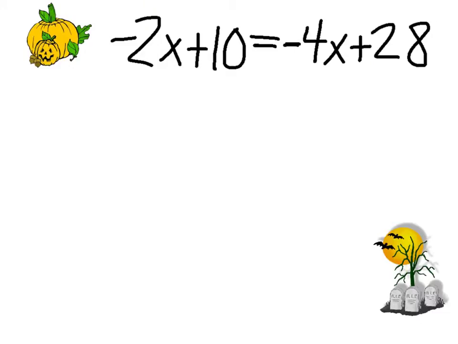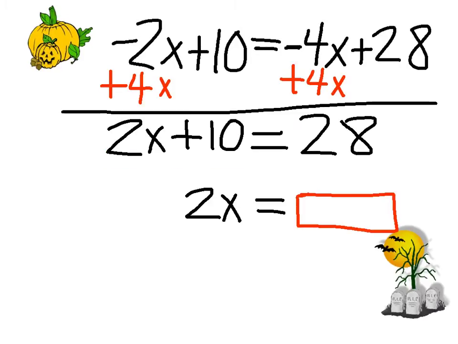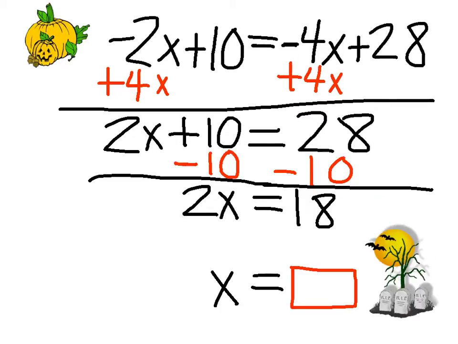Okay, practice problem number 3. Go ahead and bring the first step. After we do the first step, what's on the left side? Okay, our first step is to add 4x to both sides. When we do that, we have 2x plus 10 on the left and 28 on the right. Alright, our next step, after we do our next step, we have 2x on the left. What do we have on the right?